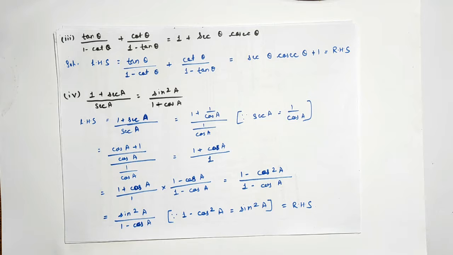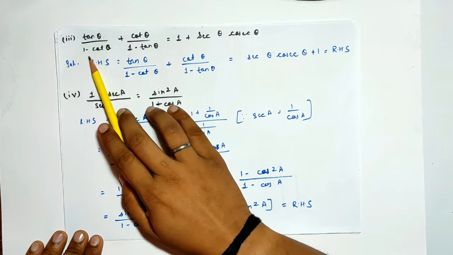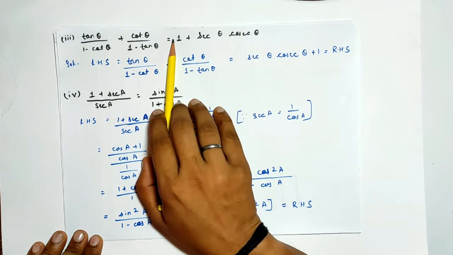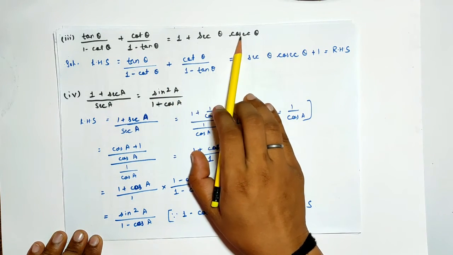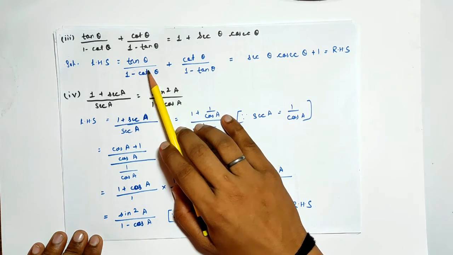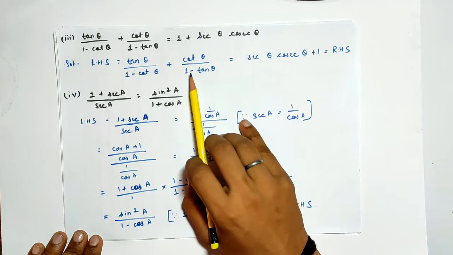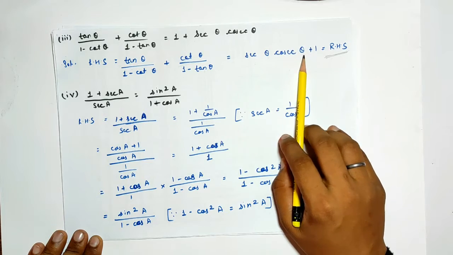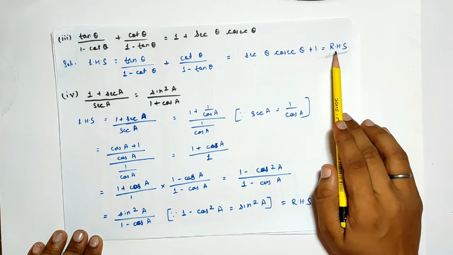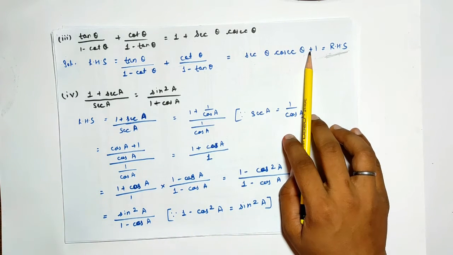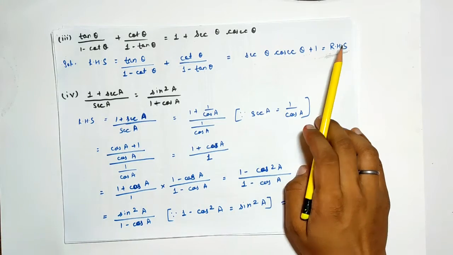Now let's come to the third part of the same question, question number 5. Third part is tan q upon (1 minus cot q) plus cot q upon (1 minus tan q) is equal to 1 plus sec q cosec q. So LHS is tan q upon (1 minus cot q) plus cot q upon (1 minus tan q). So this RHS will be sec q cosec q plus 1. So I have given you the answer that RHS will be sec q cosec q plus 1. Now find the expressions yourself. This is your exercise part.